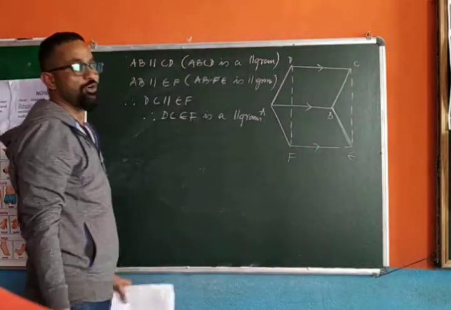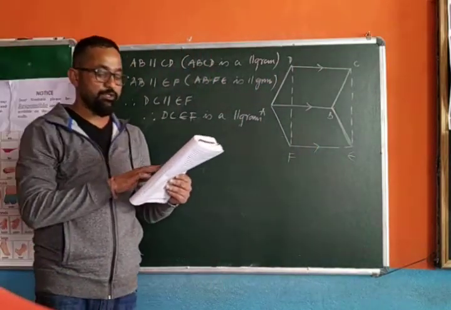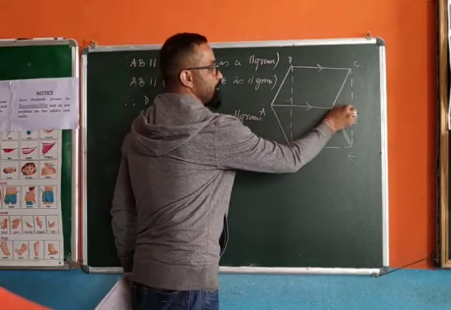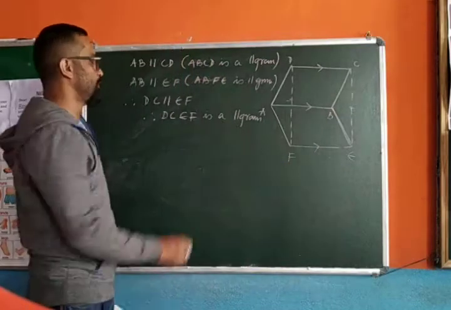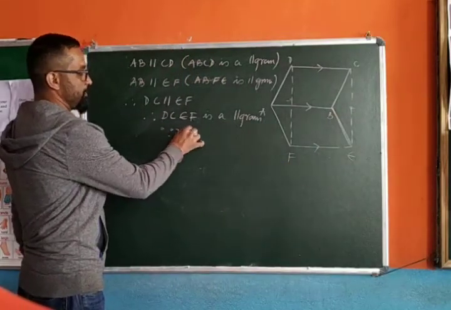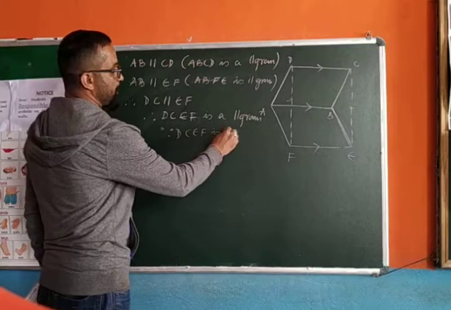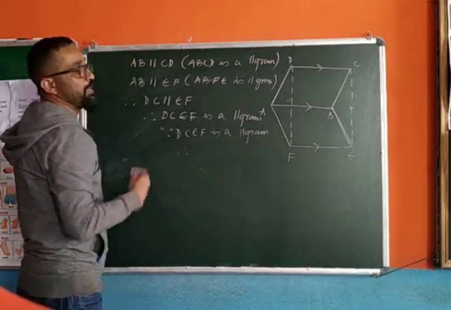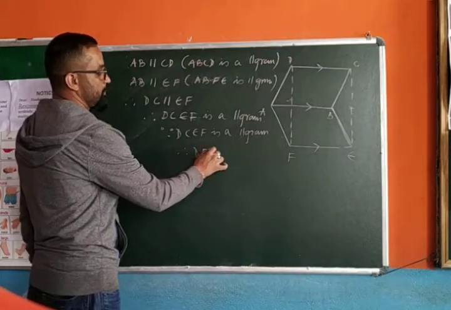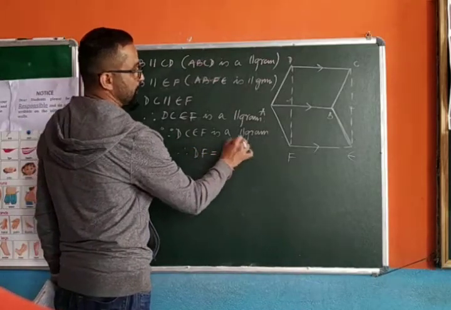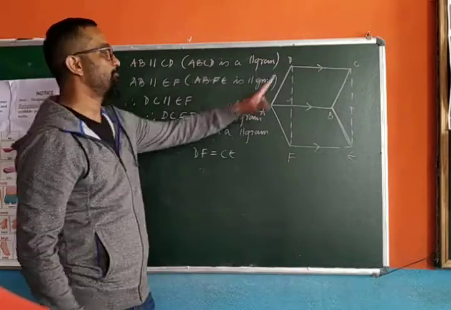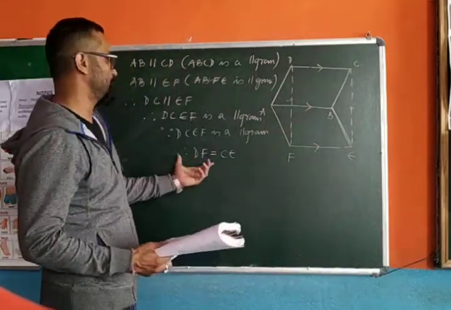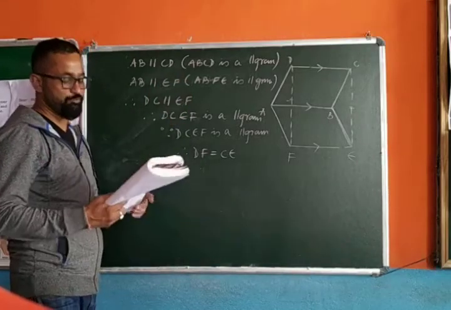DCEF is a parallelogram. The second part of the question says that DF is equal to EC. You have to prove these two sides are equal. Since DCEF is a parallelogram, therefore directly you can write DF is equal to CE. When you have a parallelogram, opposite sides are parallel and equal. From the first part only you get the proof.